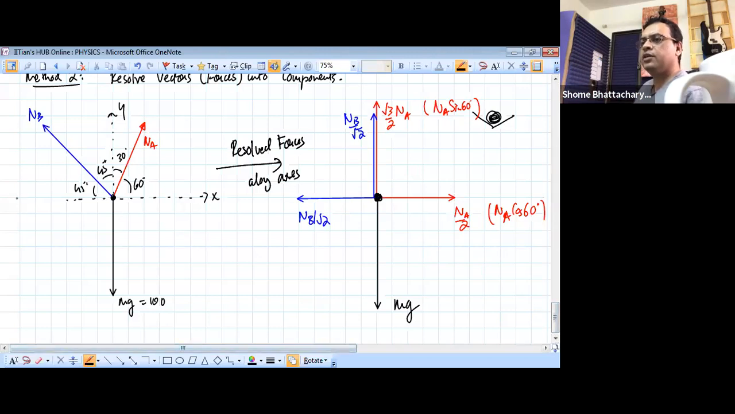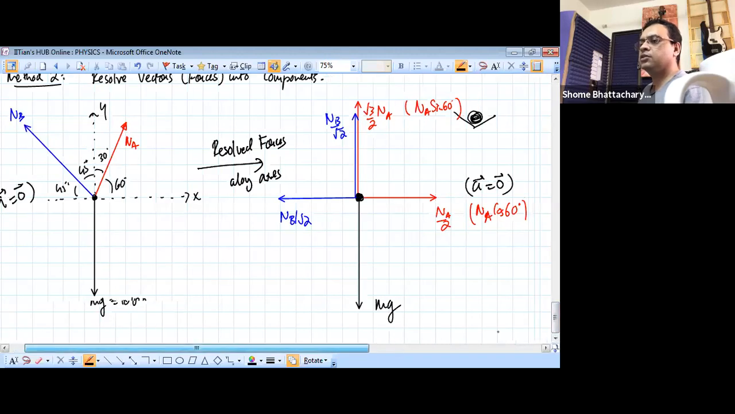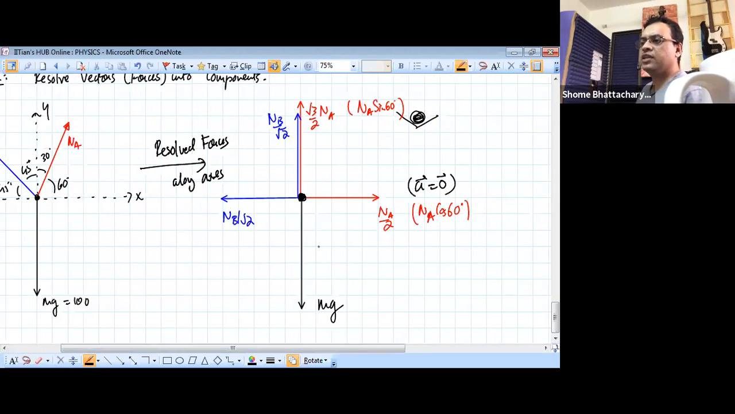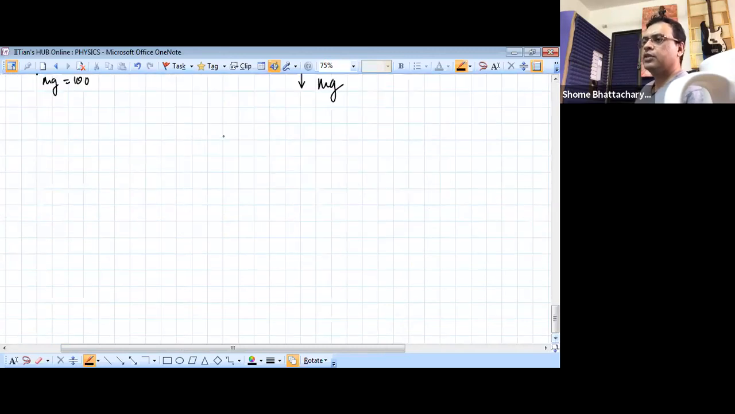Now we will see what is happening here. The net force in this should be 0 because its acceleration is 0. So now we should apply the condition that the net force is 0. Now the equation solving part comes. If the net force is 0, then what is happening? Along the x-axis, the net force should be 0. So this force NA by 2 should balance this force NB by root 2. And along the y-axis, these 2 forces which are upwards should together balance mg. So let's see what those equations are giving us.